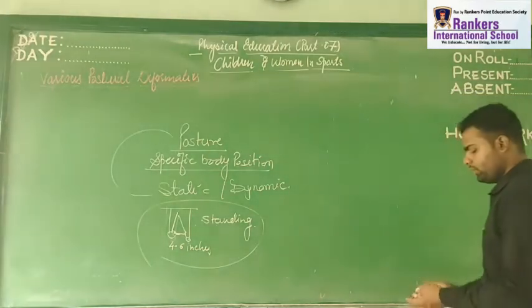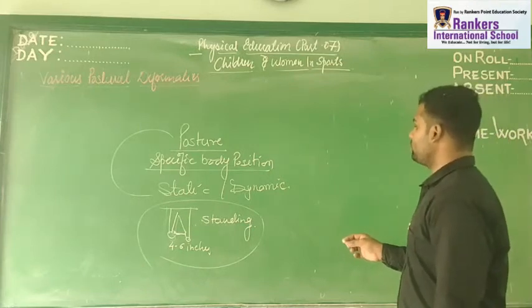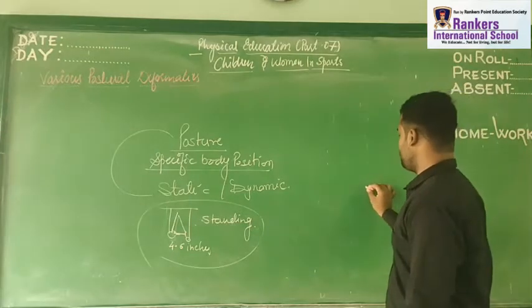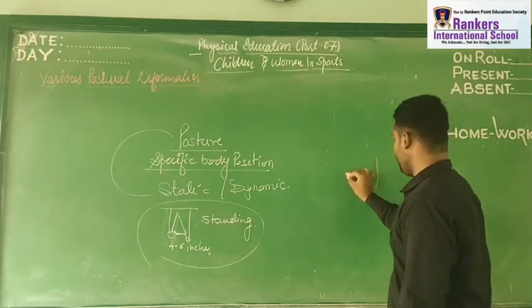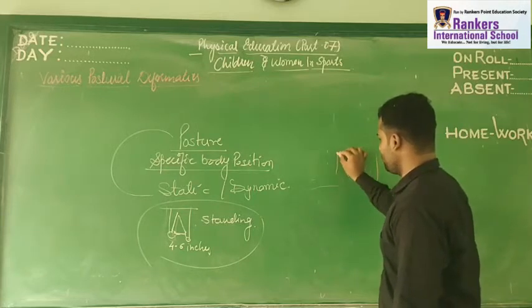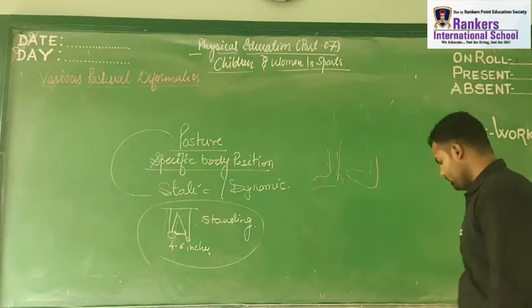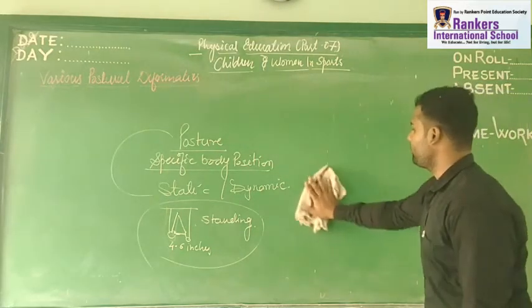After running, we are going to deal with walking. Walking is a heel to toe action. Let's suppose this is a heel, this is a leg, then toe. So heel to toe action is walking.